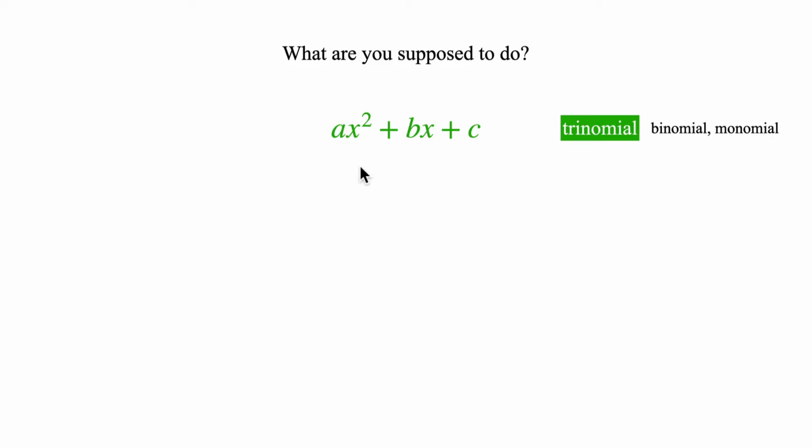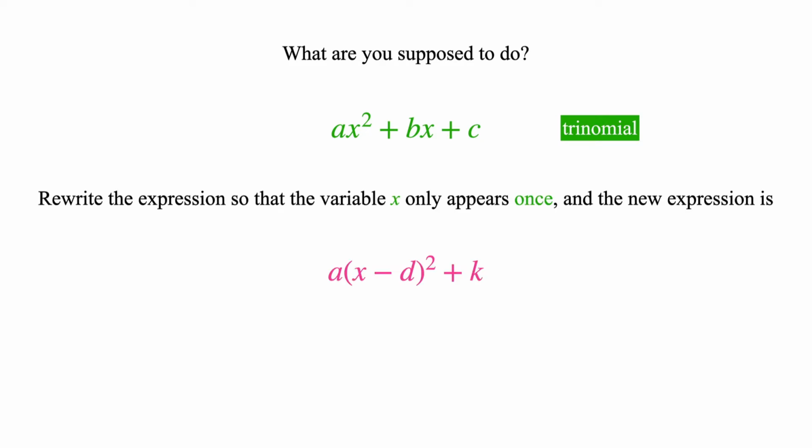Okay, so you know that you have this kind of expression, and you want to rewrite it in this way that you get variable x only one time, and that the new expression is of this form: a, the same a as here, times x minus d all squared plus some new constant. So this is what you want to achieve. Why? This will be explained in the second section, but by now we just concentrate on the method.